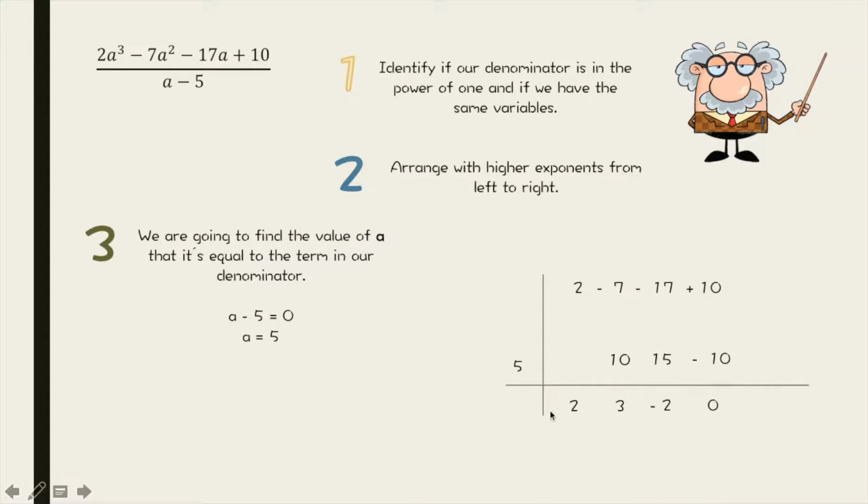And we're going to rewrite our terms like this. The quotient is equal to 2a squared plus 3a minus 2. And we don't really need to write that 0 because we don't have any variable.